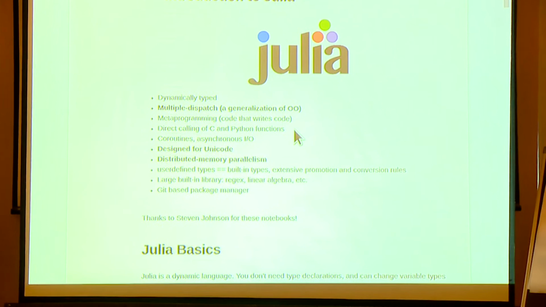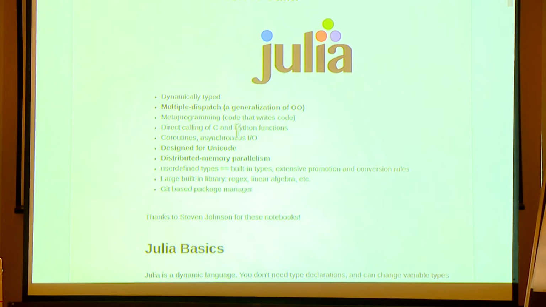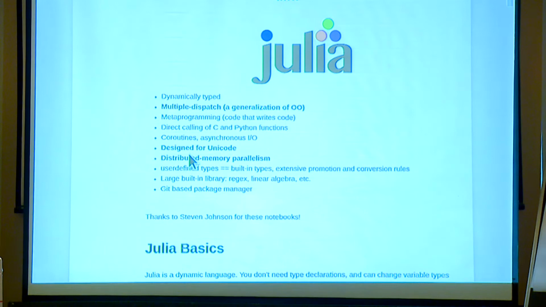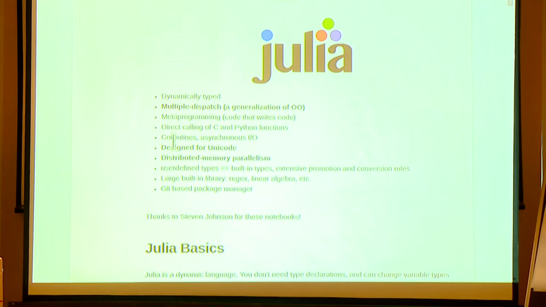So you can directly call C functions or Python functions from Julia. This means that if you have some code written in C or Python, you don't have to entirely throw it away. You can just call it from Julia while you start using Julia. We have coroutines and asynchronous IO, just like Go, if you know about it.